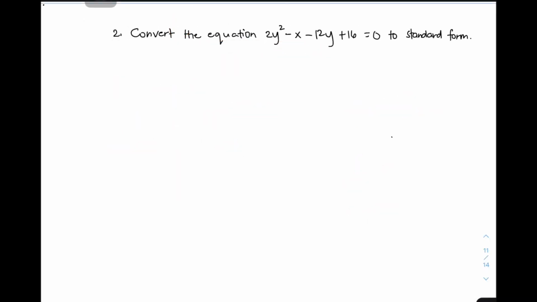Now, basically, we have here example number 2. Convert the equation 2y squared minus x minus 12y plus 16 is equal to 0 to standard form. And as you can see, the y variable here has the square or the exponent of 2, meaning our target here is to transform it to the standard form. The quantity of y minus k squared is equal to 4p times x minus h. That is our target form.